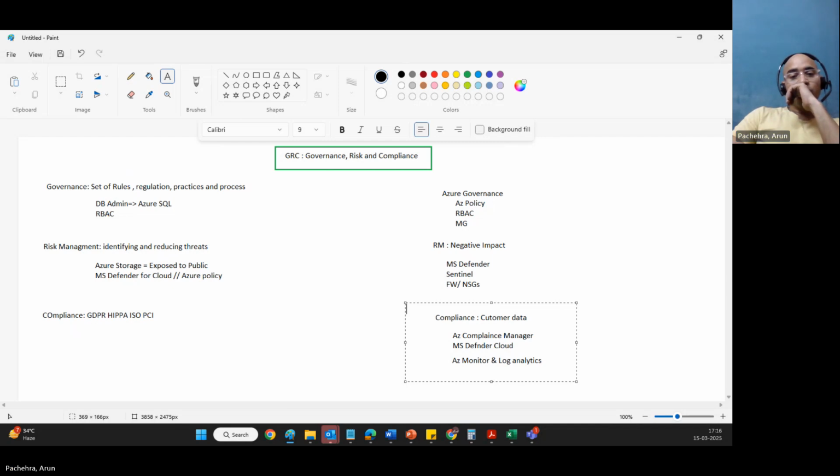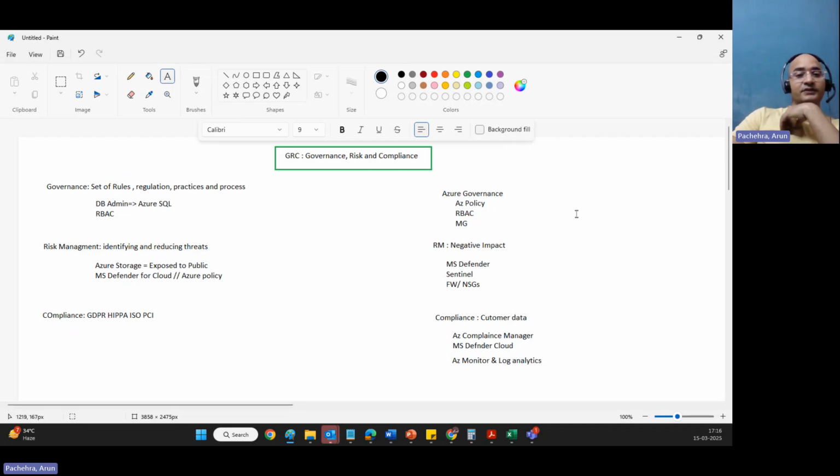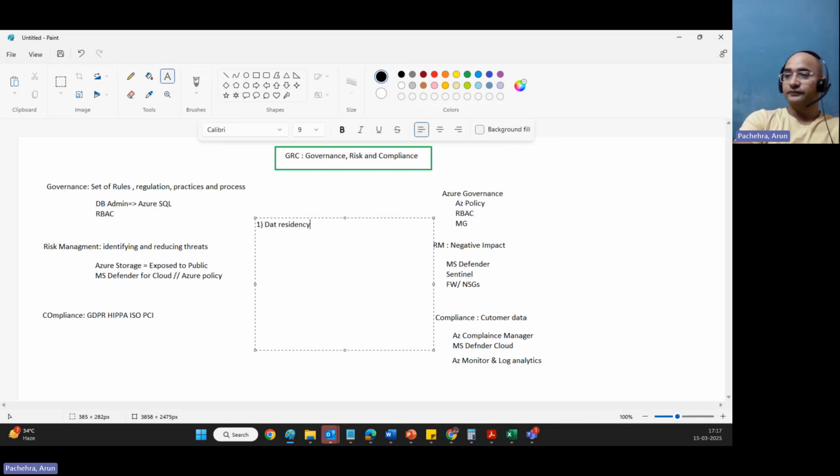Right. So before we wrap up, let's discuss some important compliance related concepts in Azure. All right. So what are these concepts? The very first is data residency, which defines where the data is stored and processed. Then we have data sovereignty. Maybe I'm not writing the correct spelling, but you got the point.